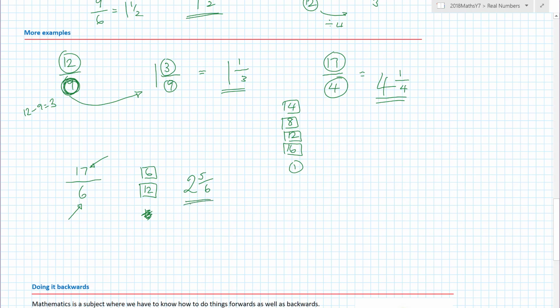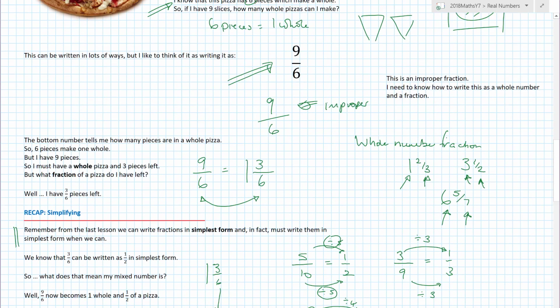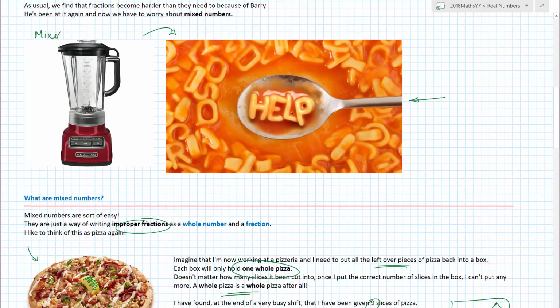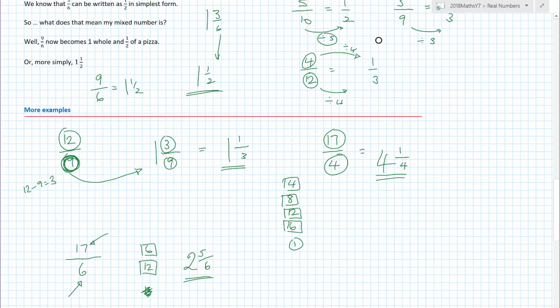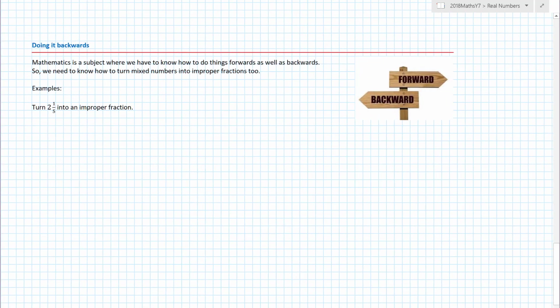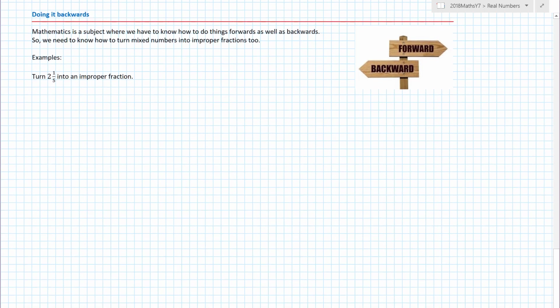And there we go, ladies and gentlemen. There is, no, try again. What am I calling this? Mixed numbers. This stuff's awesome. Now, in maths, what we do forwards, we can always do backwards. And it's really, really important. We have to be able to turn mixed numbers into improper fractions.